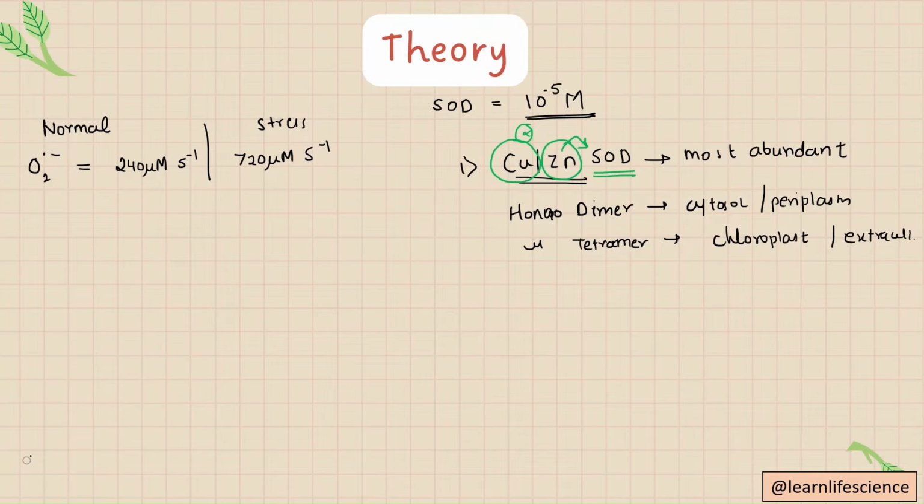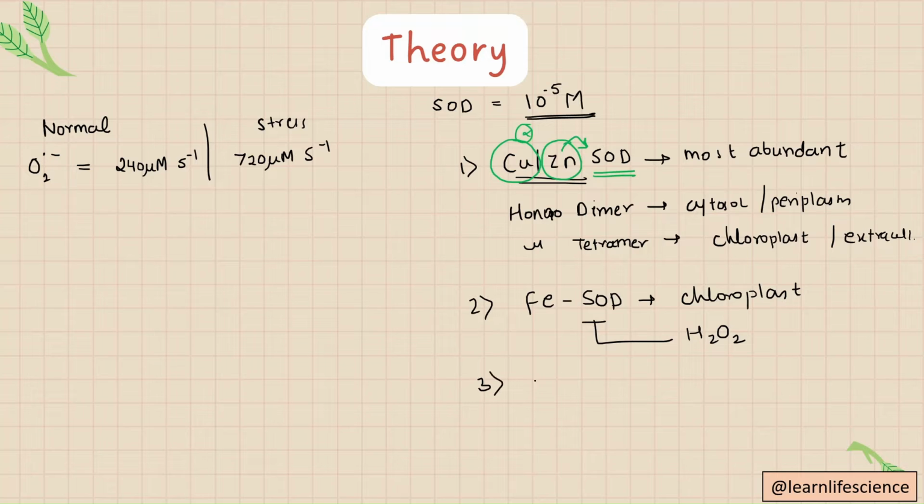Now moving on to the other type, that is iron superoxide dismutase. These are generally present in chloroplast, and it is also reported that hydrogen peroxide can inactivate this superoxide dismutase enzyme. These are also present in homodimer form as well as homotetramer form.